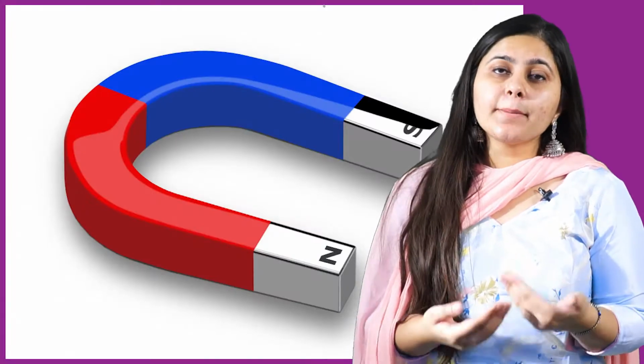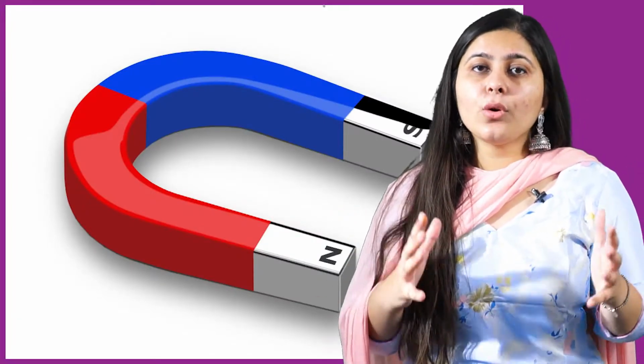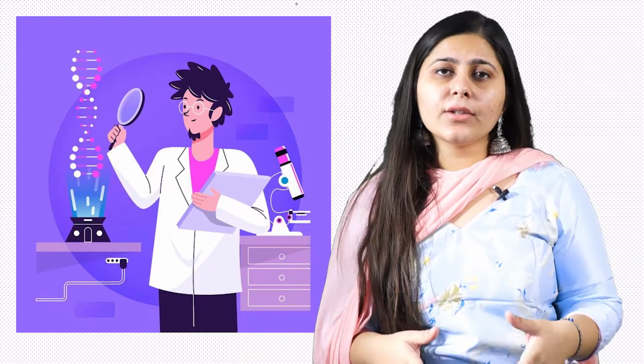So now let's start with the introduction part. First of all, we'll be talking about magnets. What is a magnet? A magnet is a substance that attracts iron or steel objects towards it. It won't be attracting wood. So it has a magnetic property that can only attract iron or steel or things made of iron or steel, right?